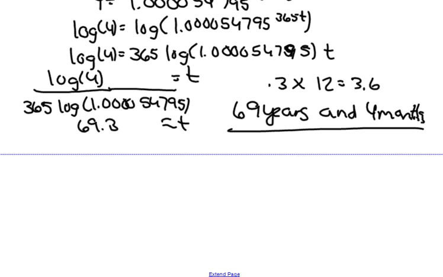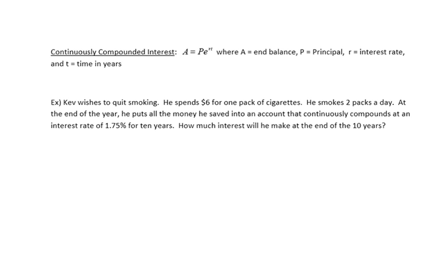All right, so the other topic I want to take a look at is continuously compounded interest. So there's the formula for that. Again, A is the end balance, P is the principal or the beginning amount, R is the interest rate, and time is T, usually in years. Okay, so let's take a look at a couple of examples then.